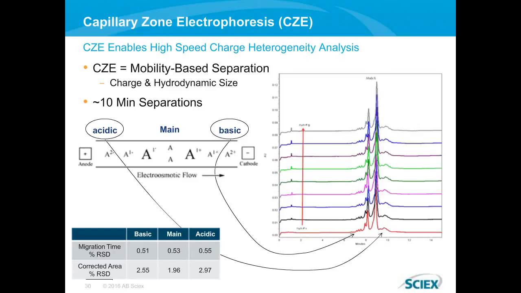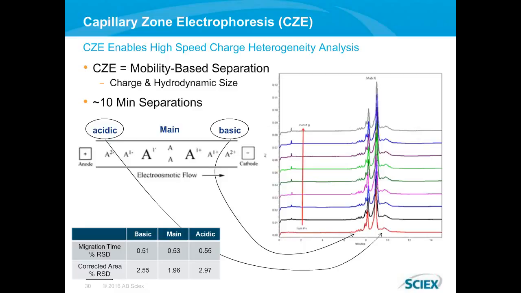So what happens is you basically just load your sample in, and we'll talk about sample prep in a minute, but after you load your sample into the capillary, it just separates based on hydrodynamic size, so how big it is and how much it's charged. And you get the basic components separated from the acidic components.